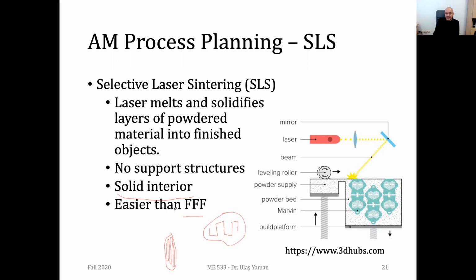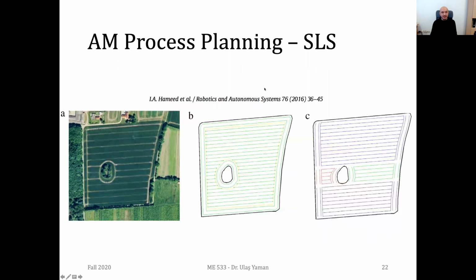And this is obviously easier. The path planning is easier than fused filament fabrication, since you don't need to worry about the interior structure and about the support structure. They are not valid in this selective laser sintering process. Any questions, guys?